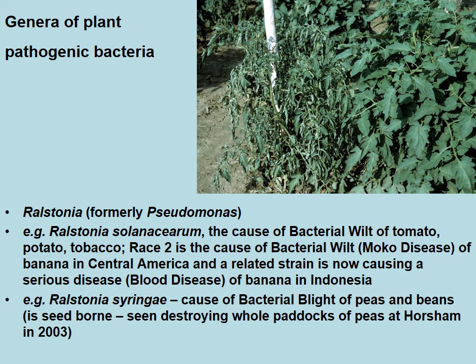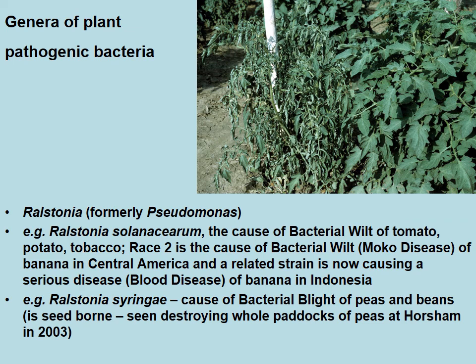Our next genus of plant pathogenic bacteria is Ralstonia, formerly known as Pseudomonas. Our first example is Ralstonia solanacearum, which causes bacterial wilt of tomato, pictured here, potato, and tobacco. One particular race or strain of Ralstonia causes bacterial wilt of banana in Central America, otherwise known as moco disease. And a related strain is now causing a serious disease called blood disease of banana in Indonesia.